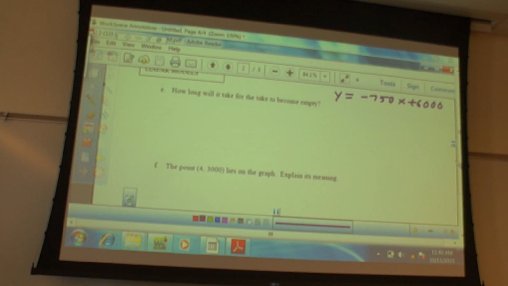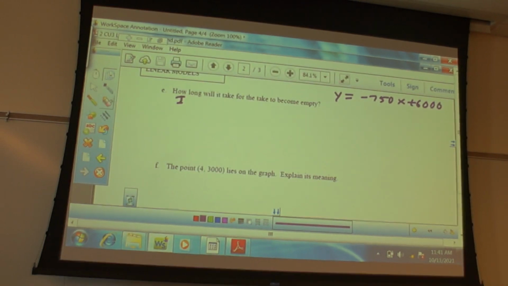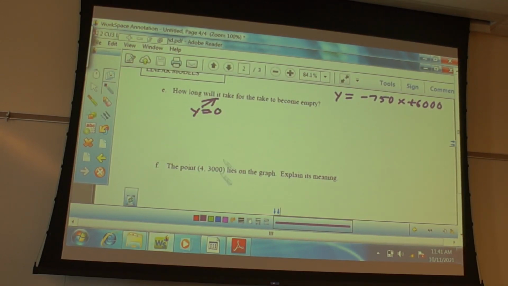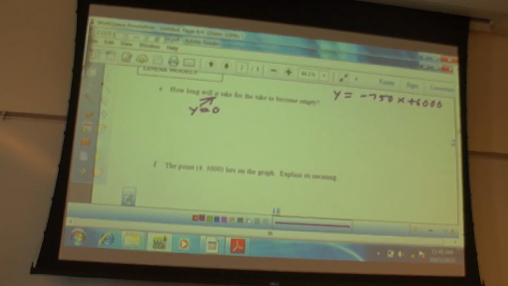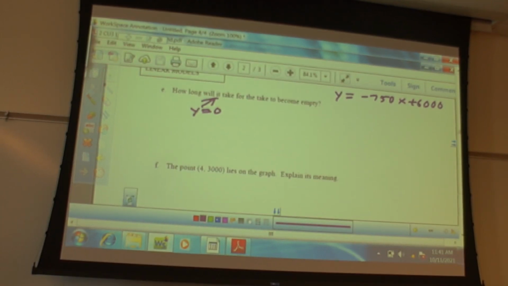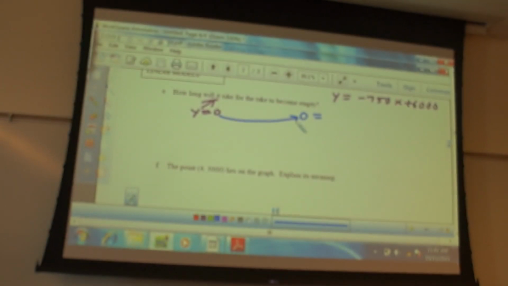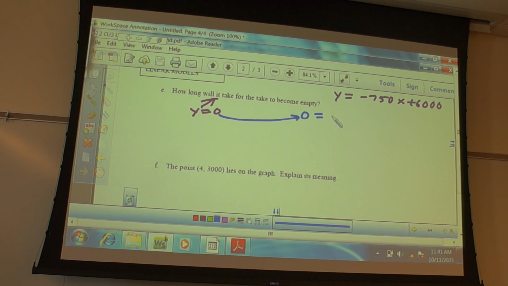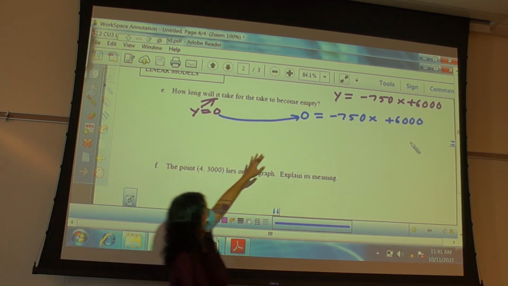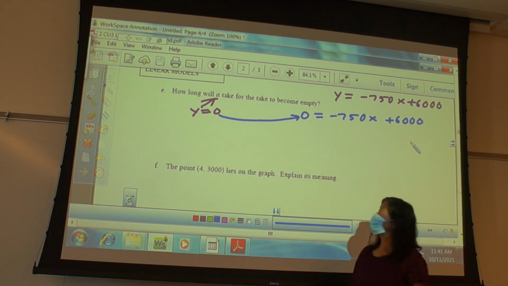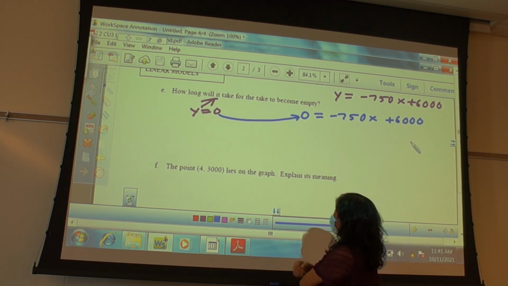So this means that y is zero. In other words, i.e., y equals zero. Right? That's what it means when the tank is empty. So zero equals, put in for y, negative 750x plus 6,000, and figure out what x needs to be. Okay, so I need to figure out what x is.